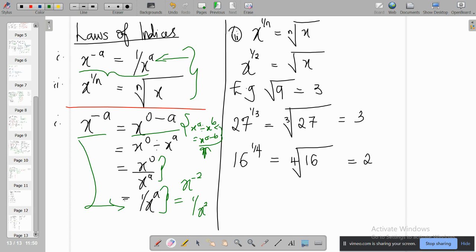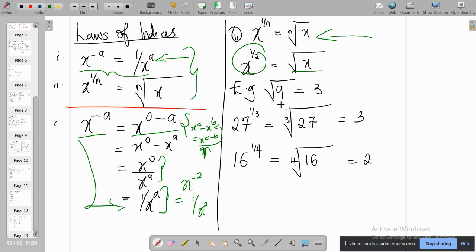The second one, which is x to the power 1 over n, is pronounced as the nth root of x. So what do we mean by saying nth root of x? Let's start with something you are familiar with. Here we have x to the power 1 over 2. X to the power 1 over 2 means square root of x. And what do you mean by saying square root of x? You mean, what is that single number that multiplies itself two times to give you a certain number?